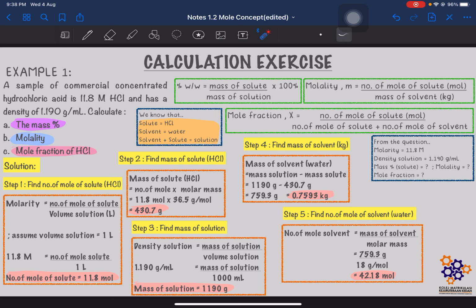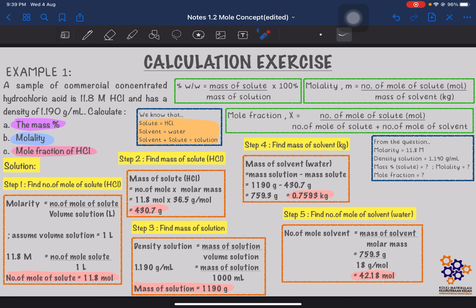So what should you start with first? You list out all the formulas for the question. For question A, it asks for the mass percentage, which is percentage by mass. So list down the formula. The formula for percentage by mass is mass of solute divided by the mass of solution times 100%. The formula for molality is equal to the number of mole of solute divided by the mass of solvent in kg. And lastly, mole fraction. Mole fraction is equal to number of mole of solute divided by the number of mole of solute plus number of mole of solvent. So once we have listed down all the formulas, now we can detect what information we need to get all the answers for the question.